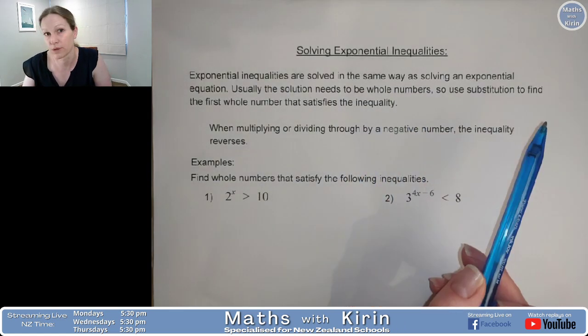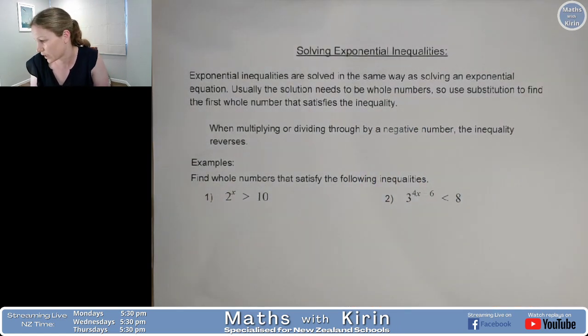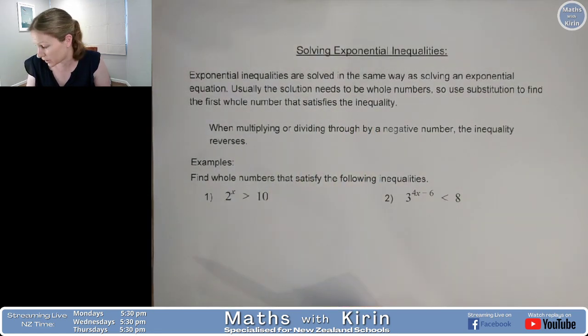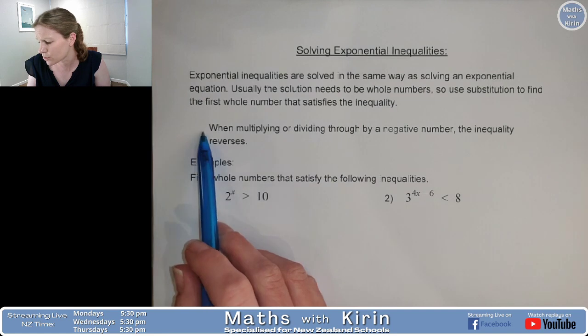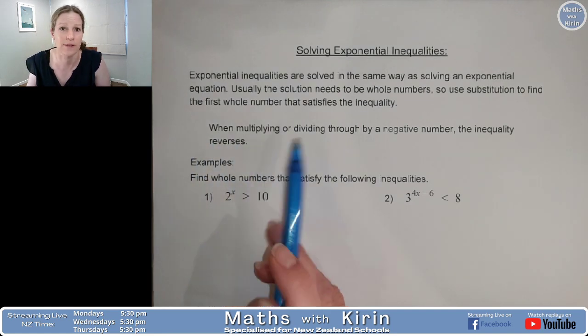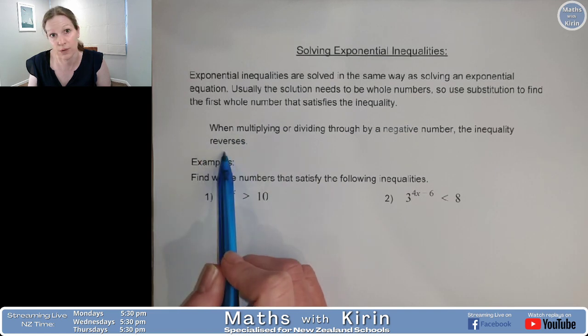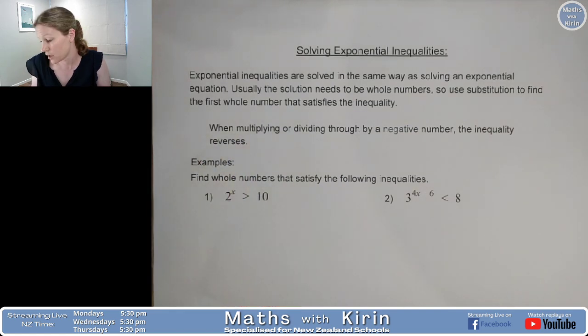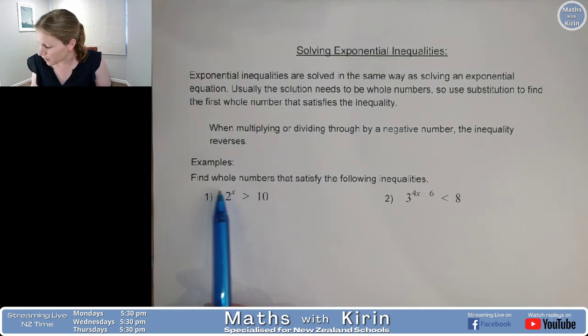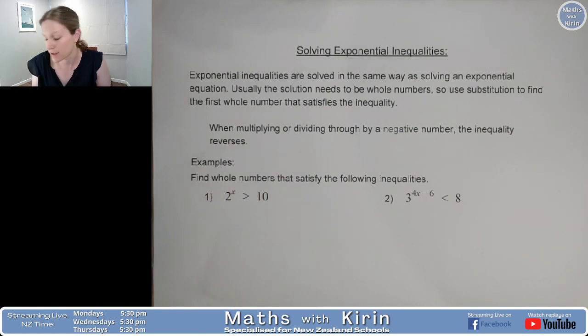Okay, so we're going to use a little bit of substitution to try and find out what our answers would need to be so that we can satisfy the inequality. Okay, so as always, if we're going to multiply or divide the whole expression through by a negative number, we need to make sure that we reverse that inequality. And we saw that with linear inequations, but also with the quadratic inequations in that last lesson that we did on Monday. So these two examples here, we're wanting to find whole numbers that satisfy the inequation.